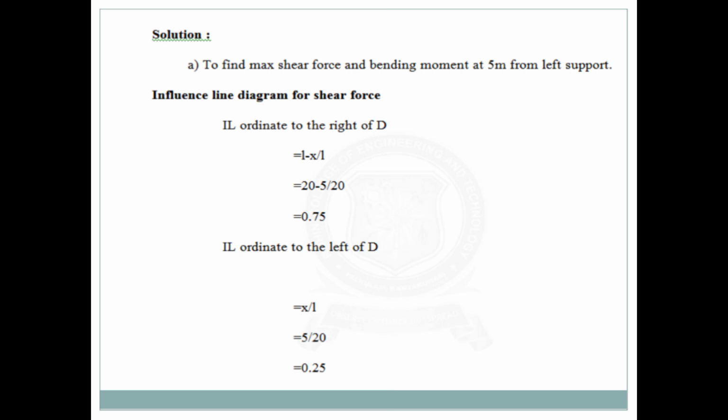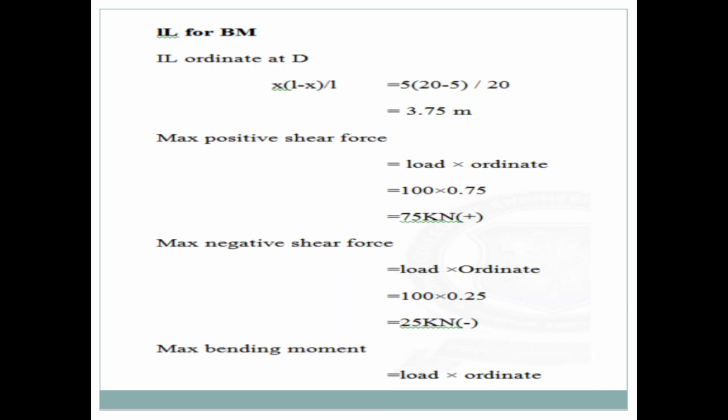Solution. To find the maximum shear force and bending moment at 5 meters from the left support, we draw the influence line diagram for shear force. The influence line ordinate to the right of D is equal to (L minus x) divided by L, which is 20 minus 5 divided by 20, equal to 0.75. The influence line ordinate to the left of D is equal to x divided by L, which is 5 divided by 20, equal to 0.25.